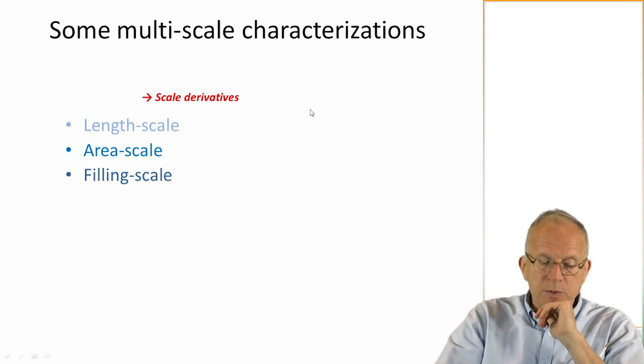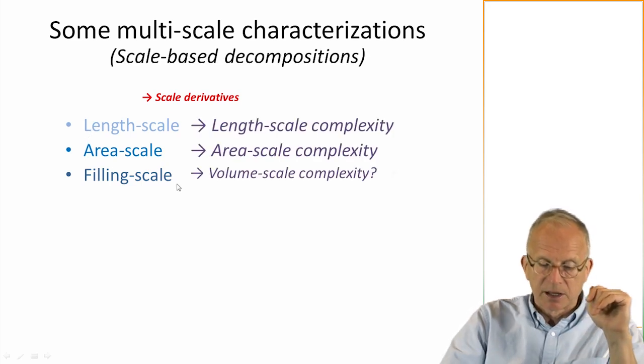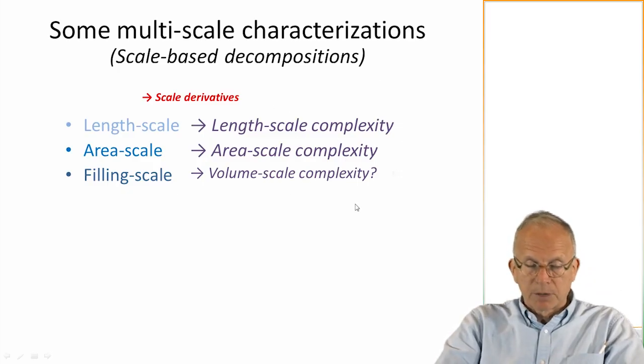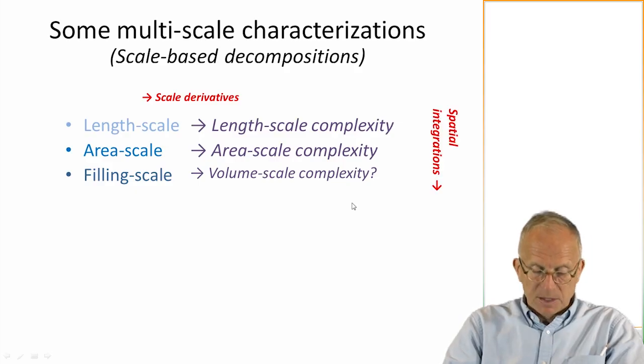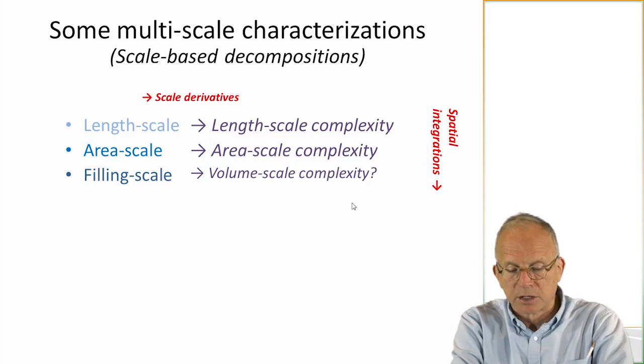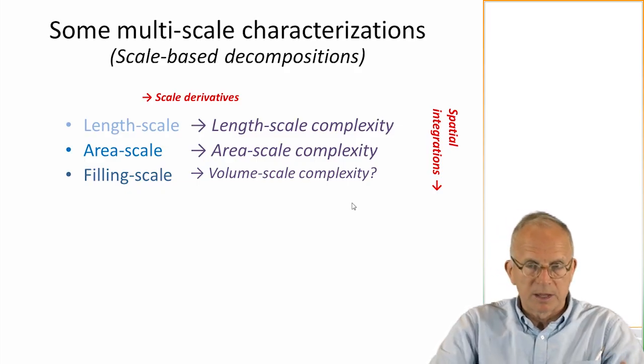So some of the things we look at here that we've developed at WPI are length scale, area scale, and filling scale. And if we take the scale derivatives of these, we come up with things we call the complexities that we'll run into. There's a question mark here because we haven't actually taken the filling scale that far yet. So then we have spatial integration as we go from length to area to sort of volume-based or filling.